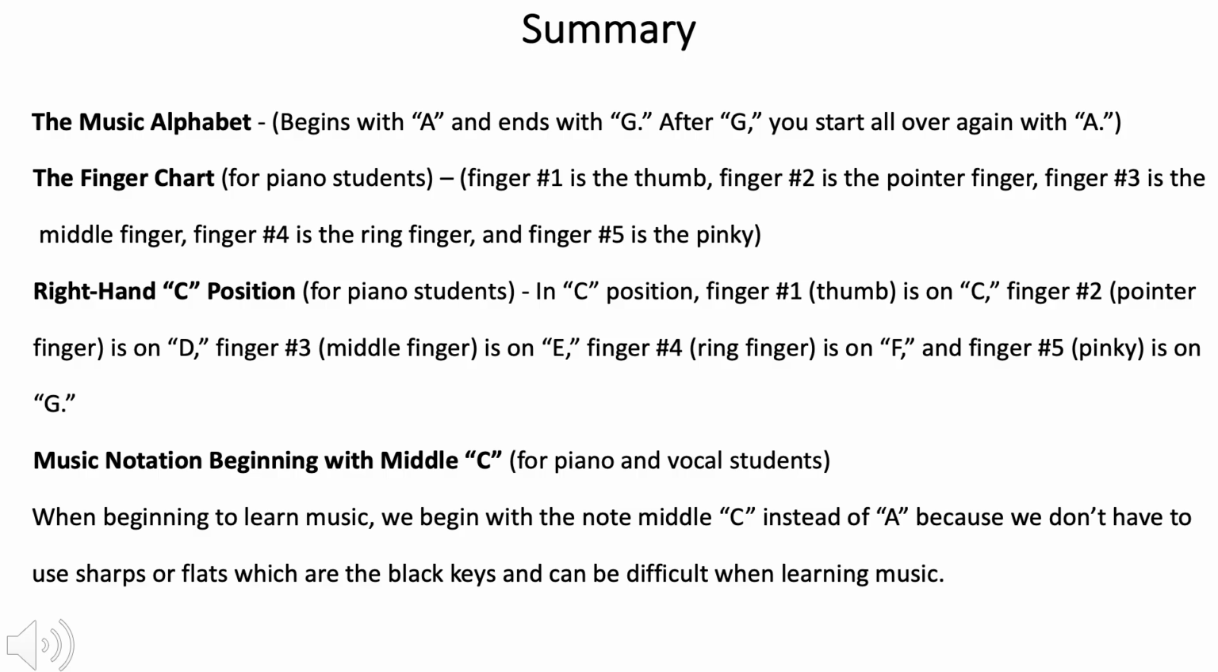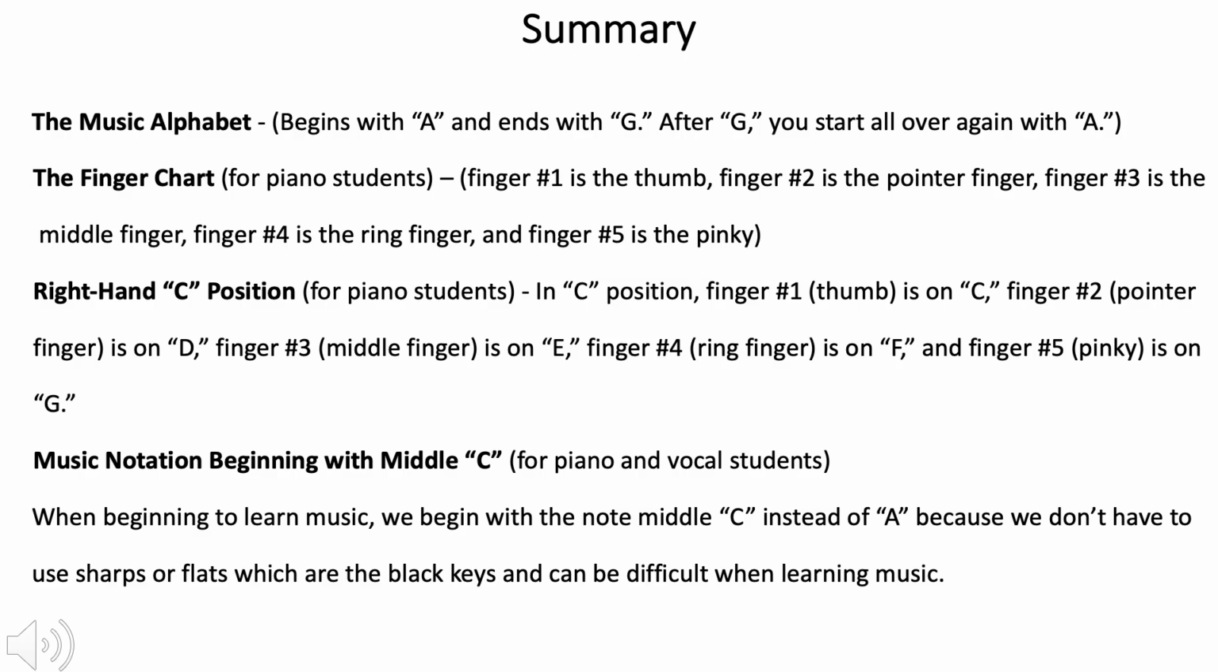Right hand C position. In C position, finger number 1, the thumb, is on C. Finger number 2, the pointer finger, is on D. Finger number 3, the middle finger, is on E. Finger number 4, the ring finger, is on F. And finger number 5, the pinky, is on G.